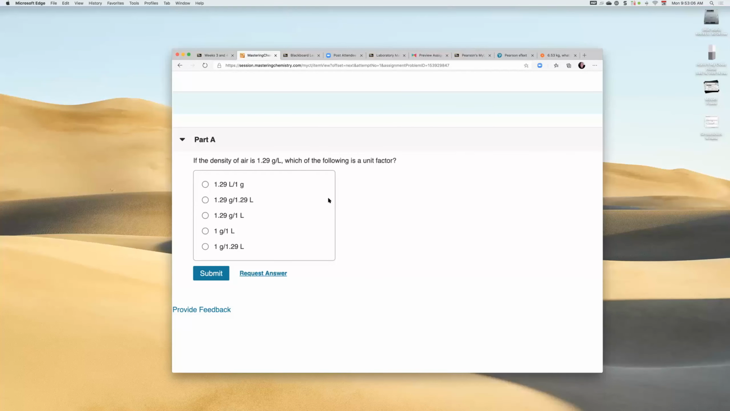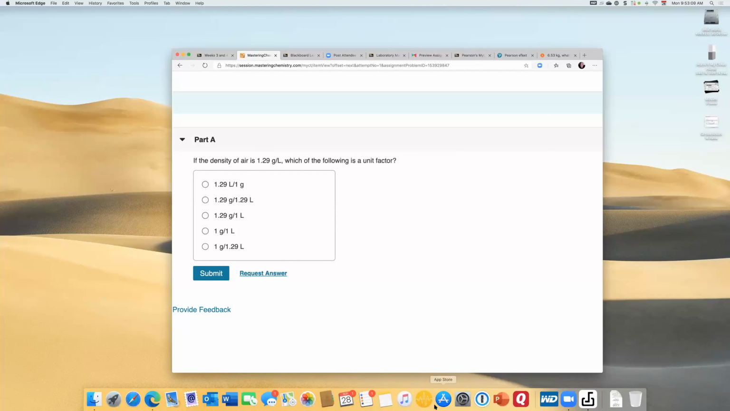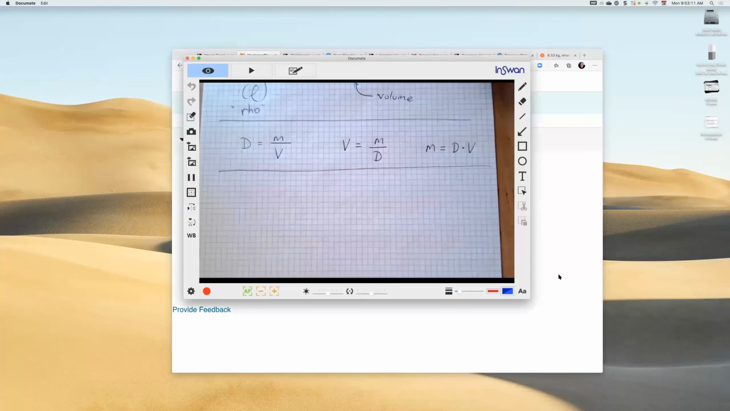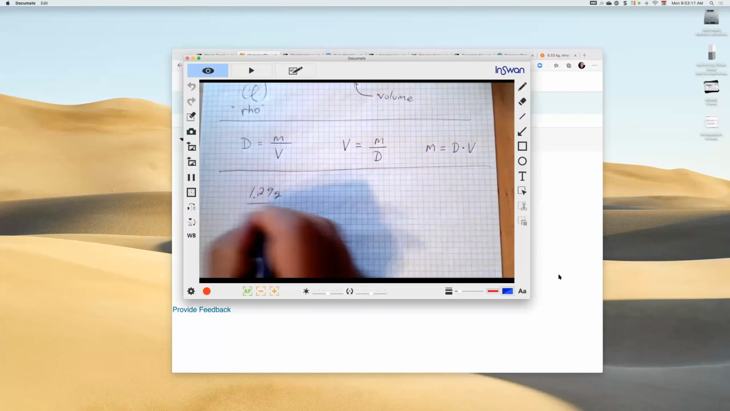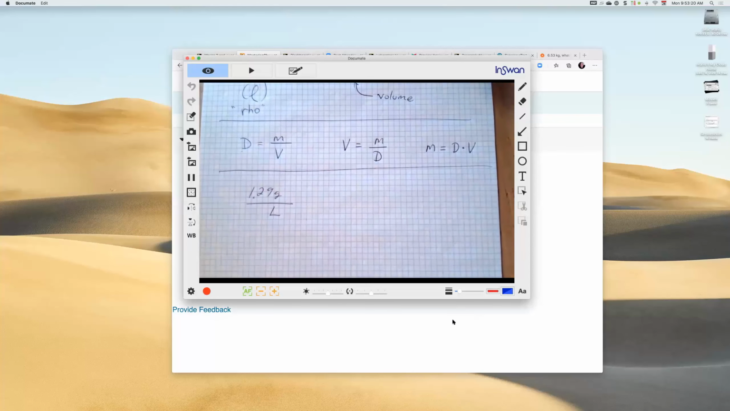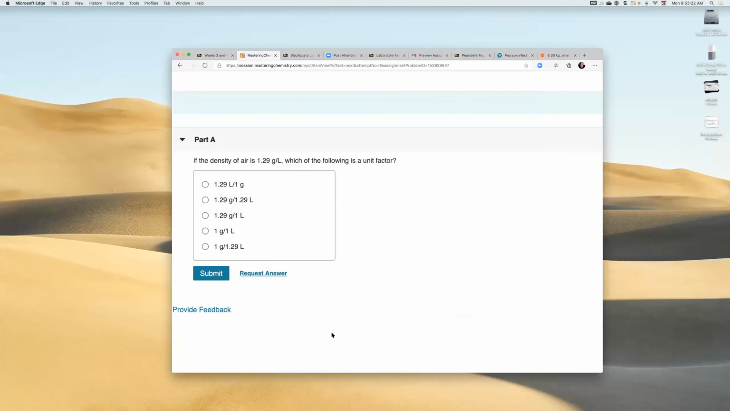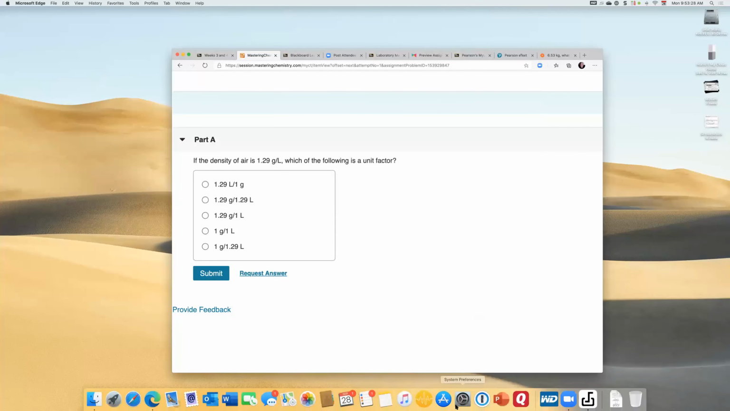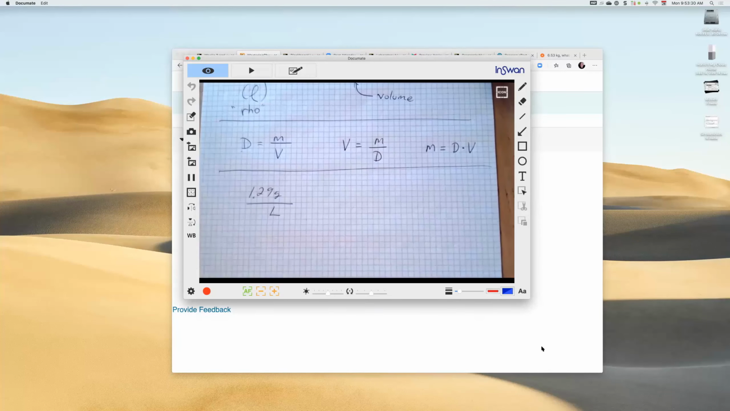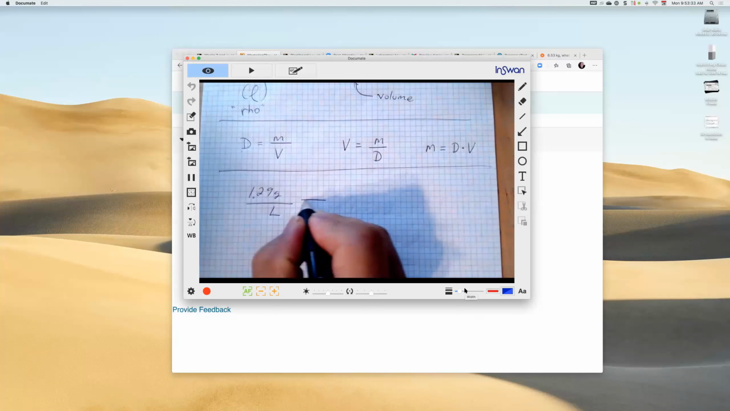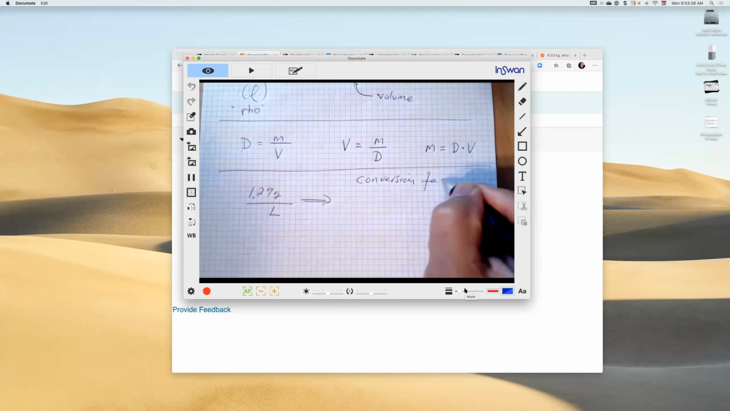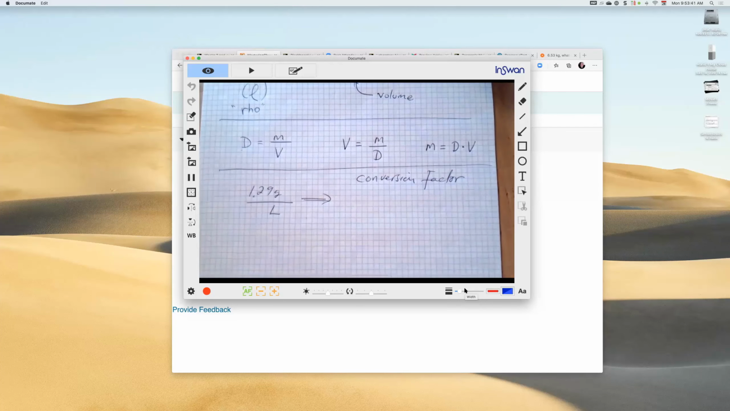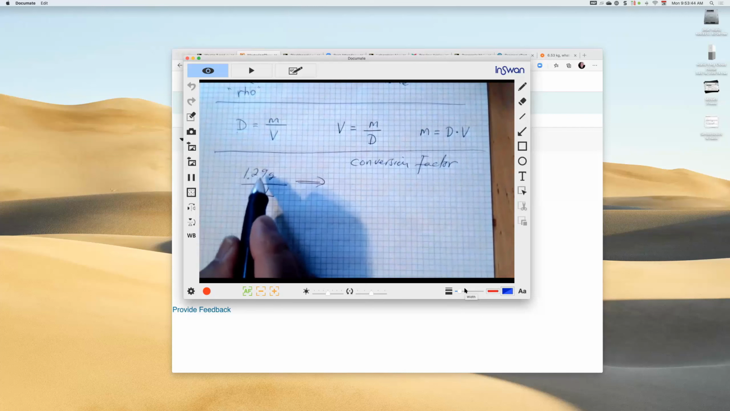Okay, so let me switch to my screen. That's what the book is saying, that's the density: 1.29 grams per liter is the density of air. So can we actually come up with a conversion factor using density? And the answer is yes, because this is telling you the following.